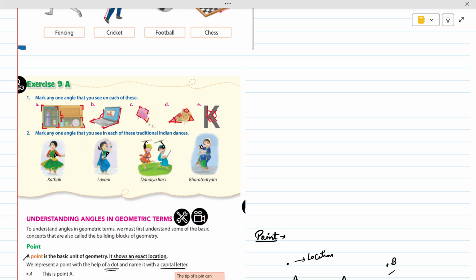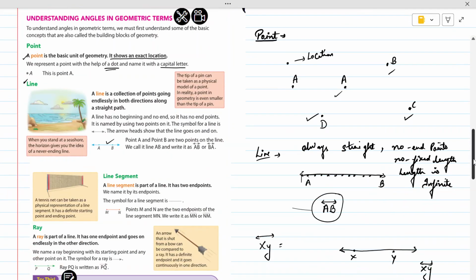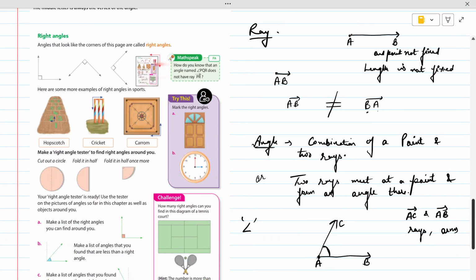So we can very well see that the two lines, the two rays, where they meet each other, they are forming an angle. This was about angles, and now in the next class we are going to learn about the types of angles, and then we have an exercise based on it.